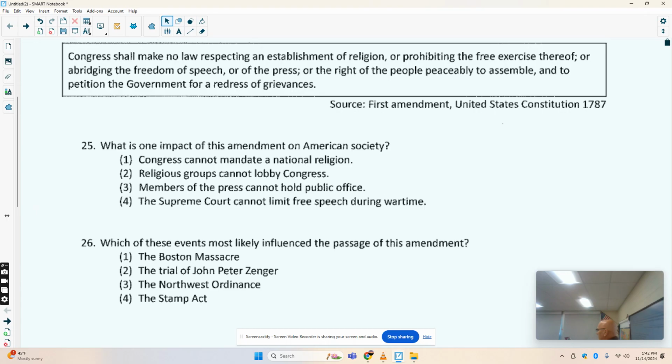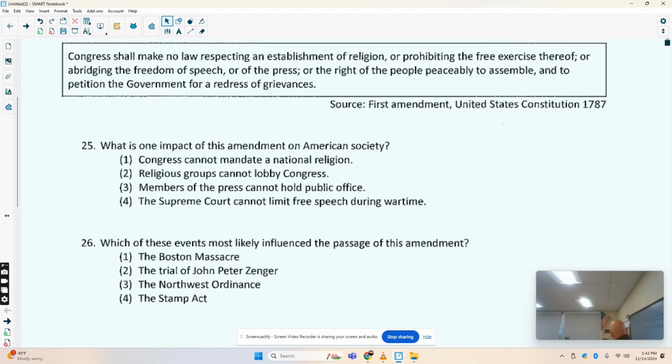And what's the Stamp Act? The Stamp Act was a tax on goods. It was the first tax implemented after what war? The French and Indian War, and it's the act that essentially is going to lead the colonists to say that we do not have the right to be taxed without representation. All right.